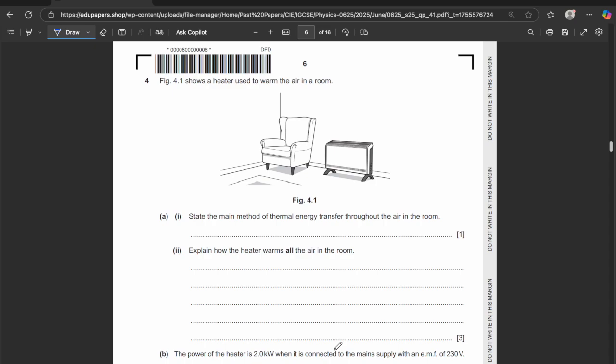4. Figure 4.1 shows the heater used to warm the air in a room. A1. State the main method of thermal energy transfer through the air in the room. That would be convection, because it's through the air.